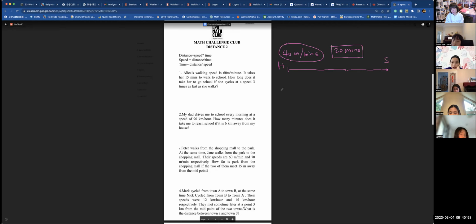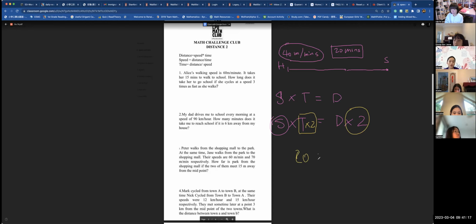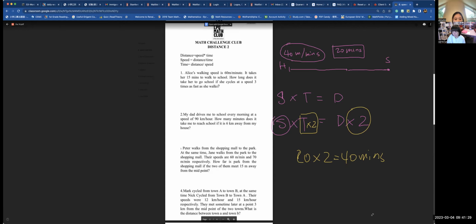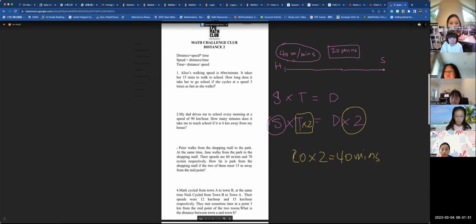So do we have to do anything? No, because speed times time equals distance, right? This time, distance has been multiplied by 2, correct? And speed remains the same. We're not touching that. So in order to make the equation still work, we need to do what? Times 2 as well. So all you need to do is 20 times 2 equals 40 minutes. Understand, everybody? If you have this equation established in your brain, every question becomes much easier than before.